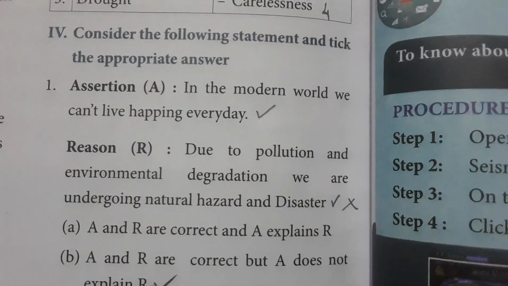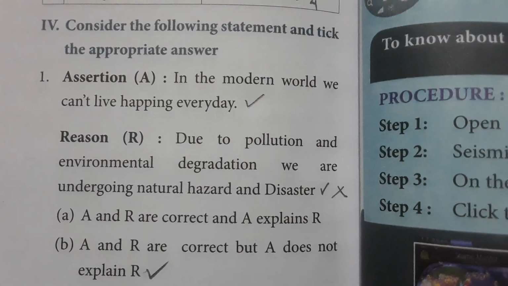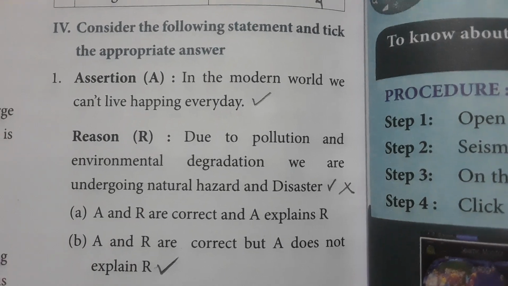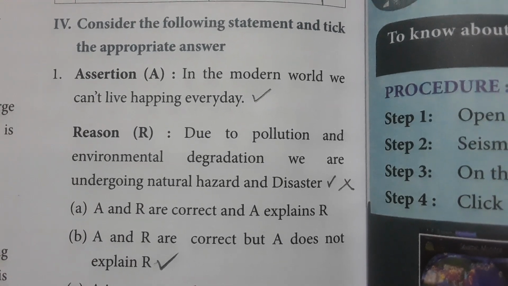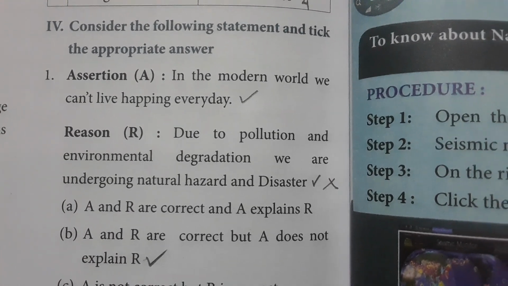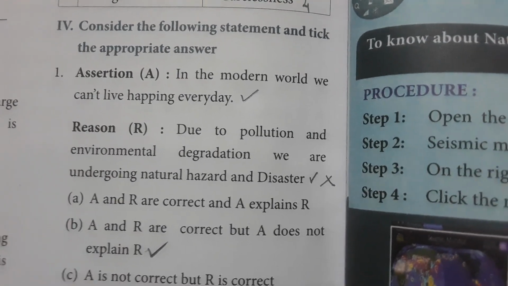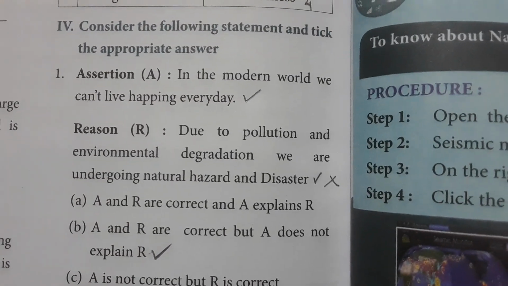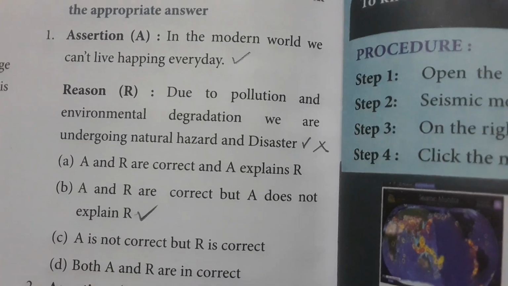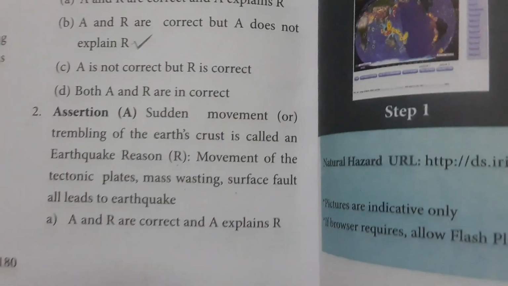Consider the following assertion and reason statements. In the modern world, we can't live happily every day due to pollution and environmental degradation. We are undergoing a natural disaster. So this is also a correct statement, but the reason cannot support the assertion. So A and R are correct, but R does not explain A.